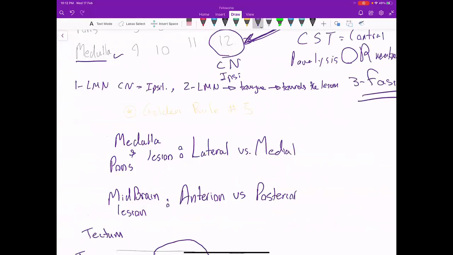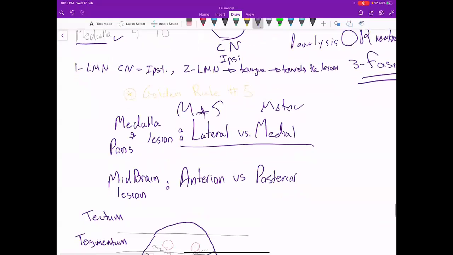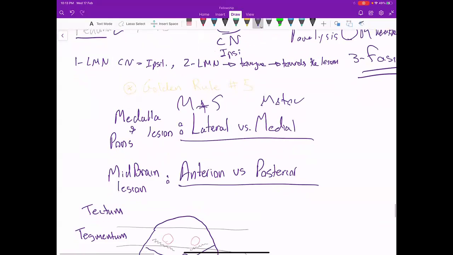Golden rule number 5, and I already mentioned it. Medulla and pons lesions are lateral versus medial. How do you know? If it's motor only, it is medial. If it is motor plus sensory, it is lateral. And this is super easy. So, what about the midbrain? No, midbrain is anterior versus posterior.